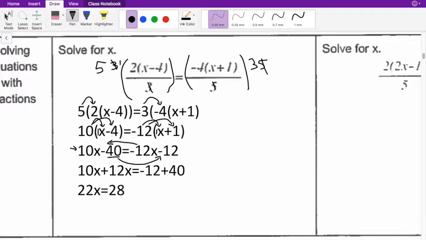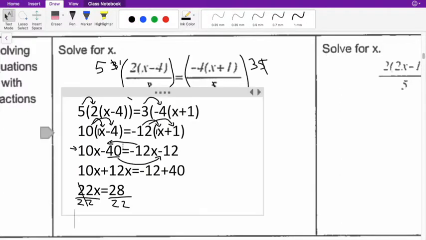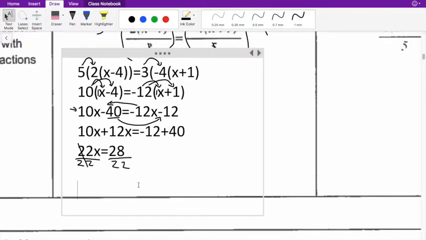Now, I need to get rid of this 22. I just want x all by itself. So right now it's 22 times x. So how I get rid of that is I'm going to divide this side by 22 and this side by 22, which will leave me, these are going to cancel out, which will leave me at x equals 28 over 22.